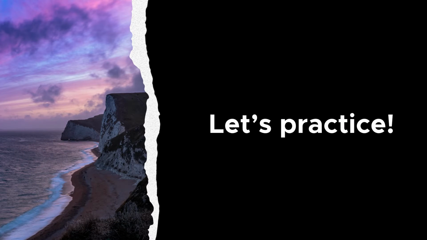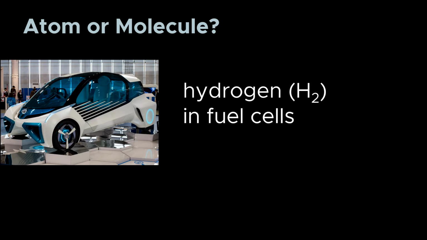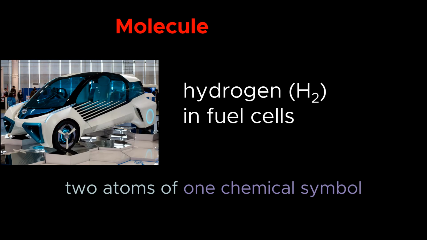Let's practice these. Is hydrogen an atom or a molecule? Hydrogen is a molecule because there are 2 atoms of the chemical symbol H. It's also an element, and we recognize H2 as one of our diatomics.